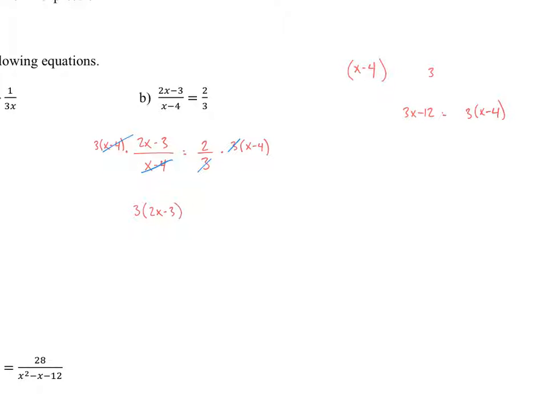2x minus 3 equals 2 times x minus 4. So to finish that, I'll get 6x minus 9 equals 2x minus 8. I'll bring my 2x over to the left-hand side. I'll bring my negative 9 over to this side. Now I have 4x equals 1. X equals 1/4.